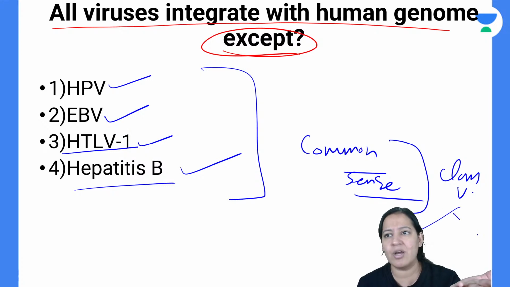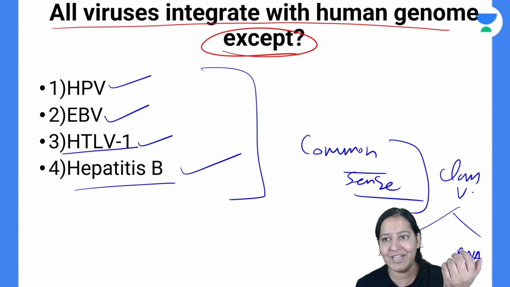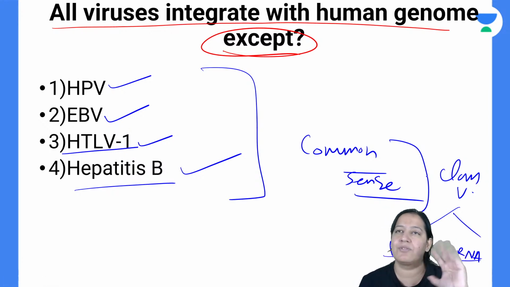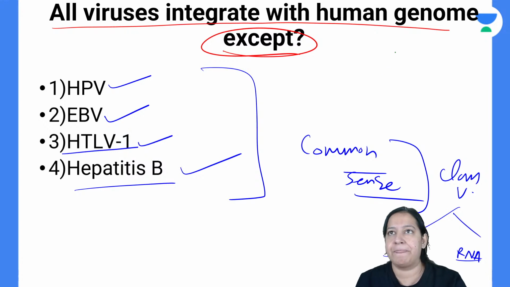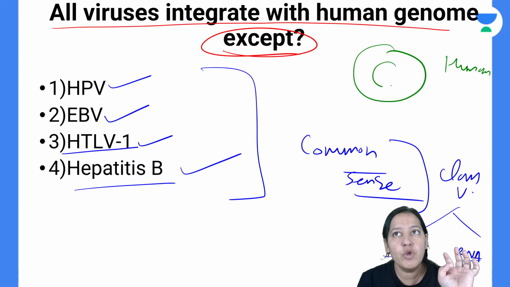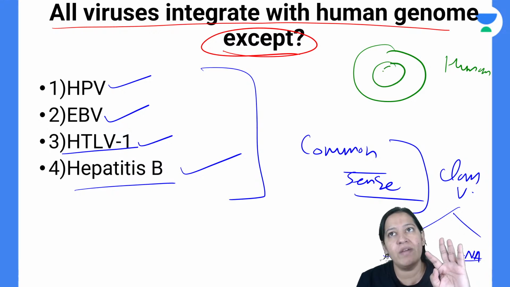Viruses are of 2 types: DNA viruses and RNA viruses. Right? Listen. Now this is a human cell. Not a viral cell. This is the human nucleus. Inside the human nucleus, do we have DNA or RNA?